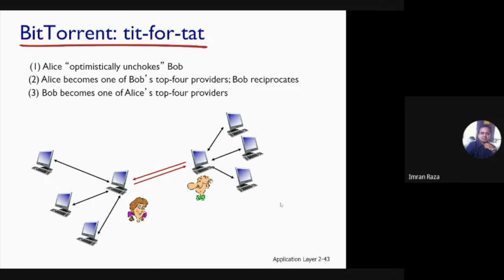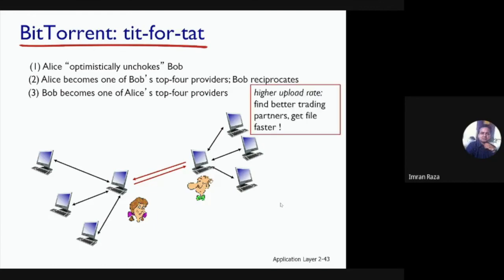Right? And in a similar way, Alice, after every 30 seconds, or Bob, after every 30 seconds, keeps on optimistically unchoking another peer to find if it is one of the four best providers of Alice or Bob. So in this way, in this application, a peer keeps on changing its top four providers and keeps on getting the chunks of the files.